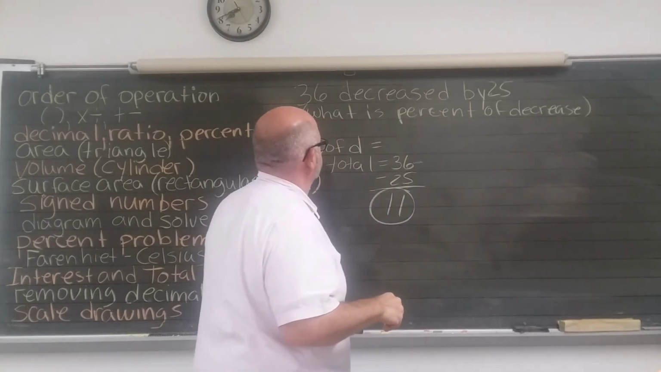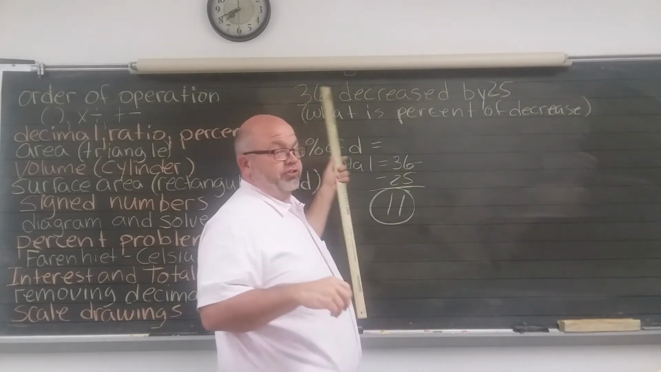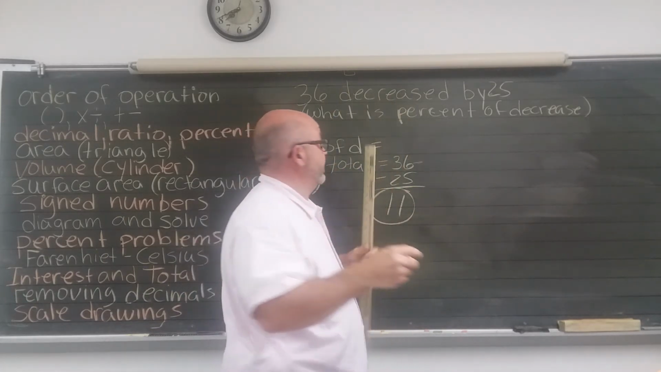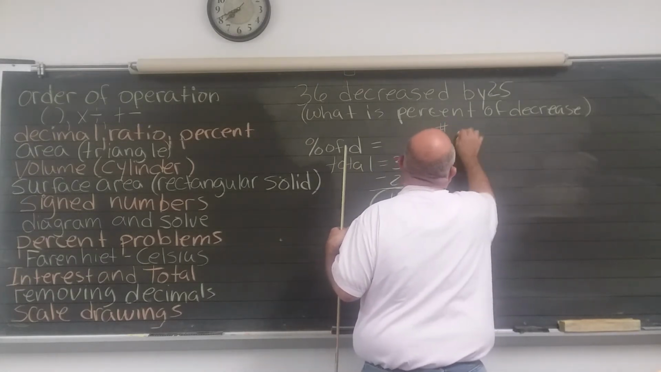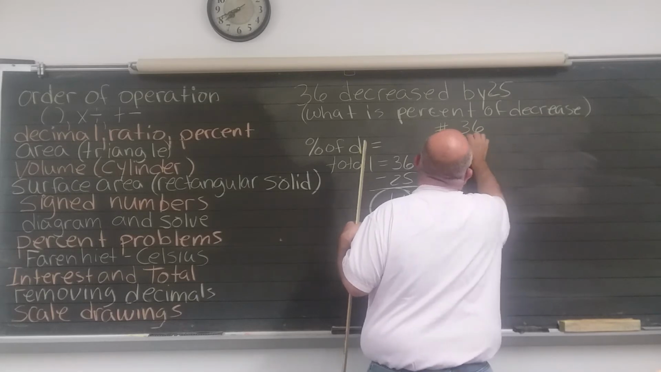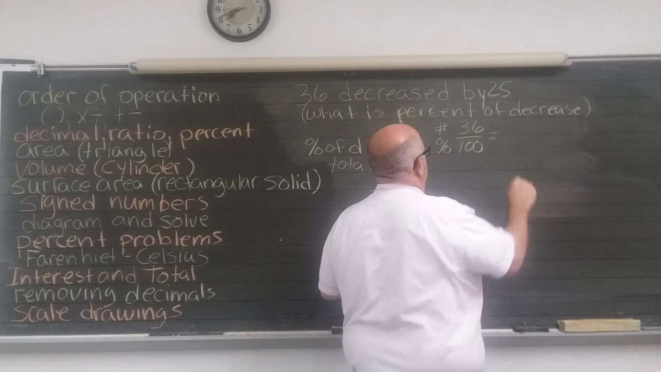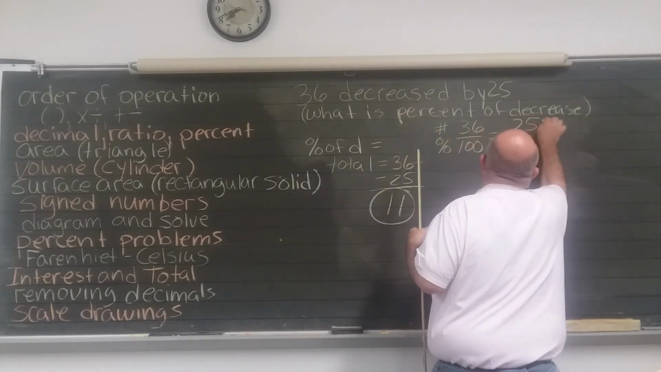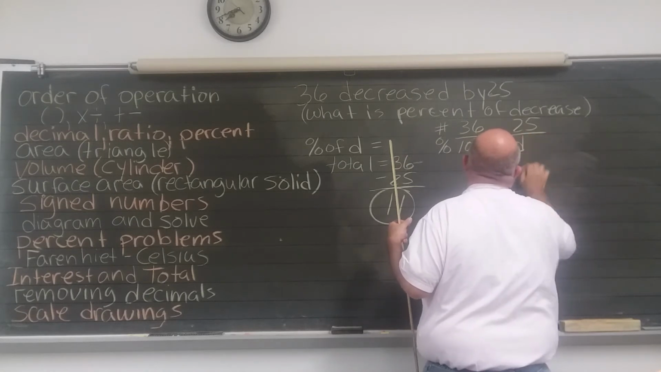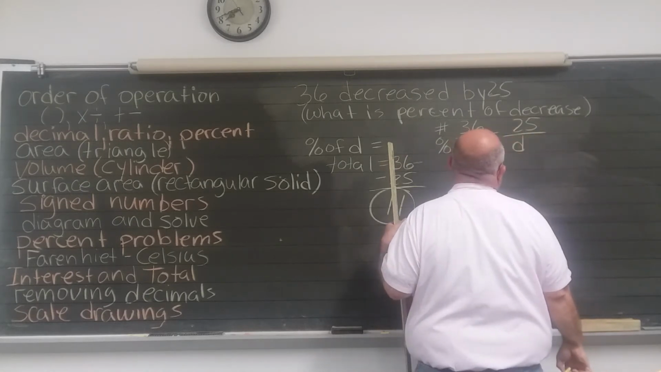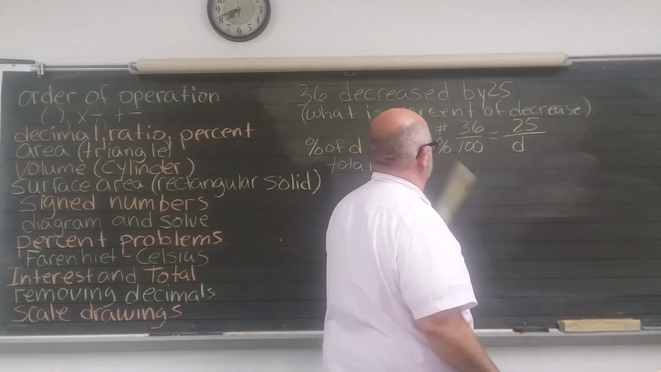Here again, 36 is the 100%. So it's number over percent again. 36 over 100 equals a number, 25, over the decreased percent. The percent of decrease. And that is the answer for percent of decrease.